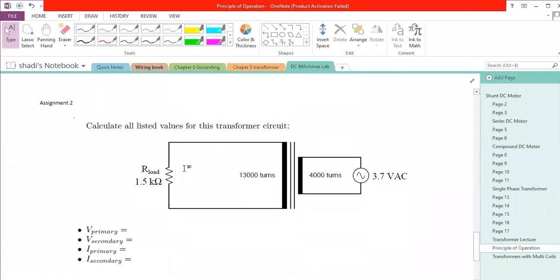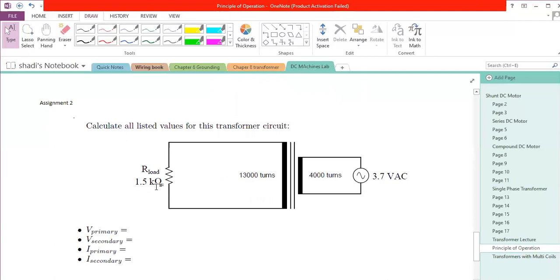Same thing applies for this question. As you can see, this side is the primary. It is connected to 3.7 volts AC, a very small amount of voltage, and we have 400 turns. At the secondary, we have 13,000 turns, and it's connected to 1.5 kilo ohm.